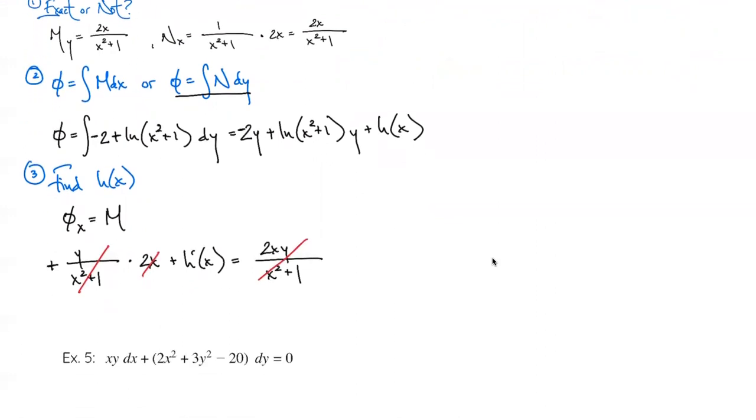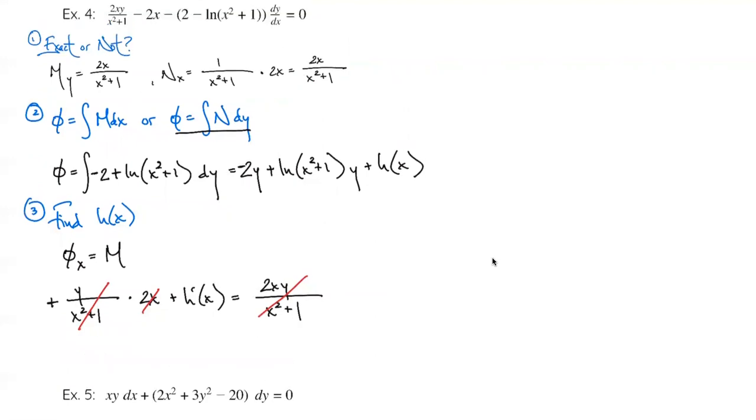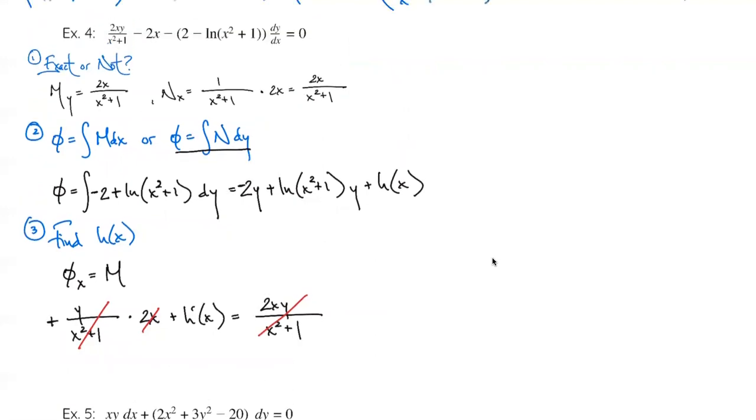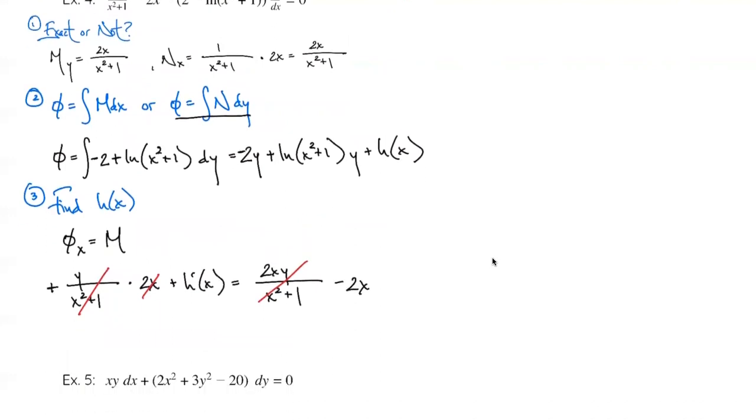And we end up with, let's see, our -2x is still there. We end up with h prime of x equals -2x. We integrate and we get -x squared plus k, or plus c sub 1.